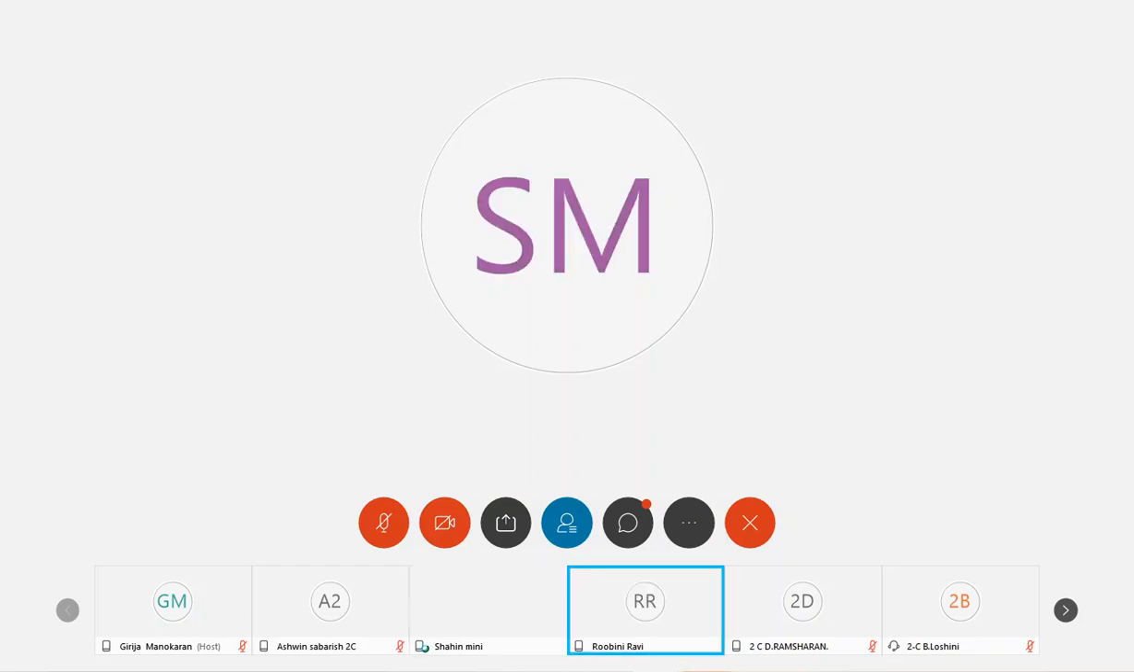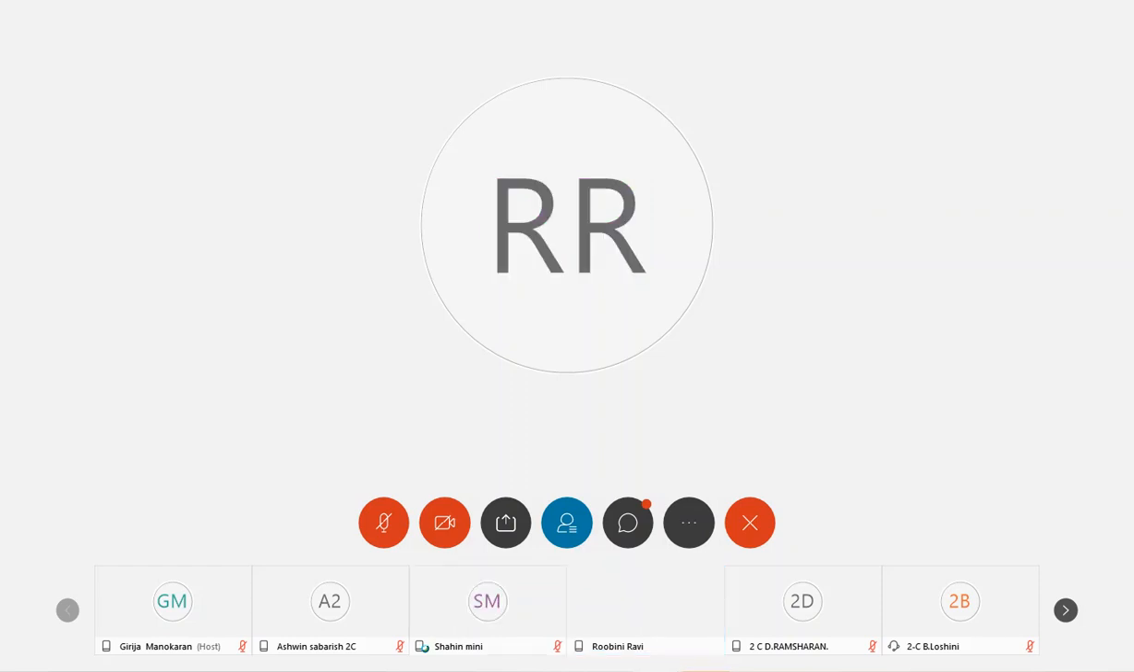Okay, children, are you all sitting straight? Check your postures. Sit straight. Everybody sit straight. Now you are looking for a long time, no? Now we are going to do eye exercise. Listen and do it, okay?